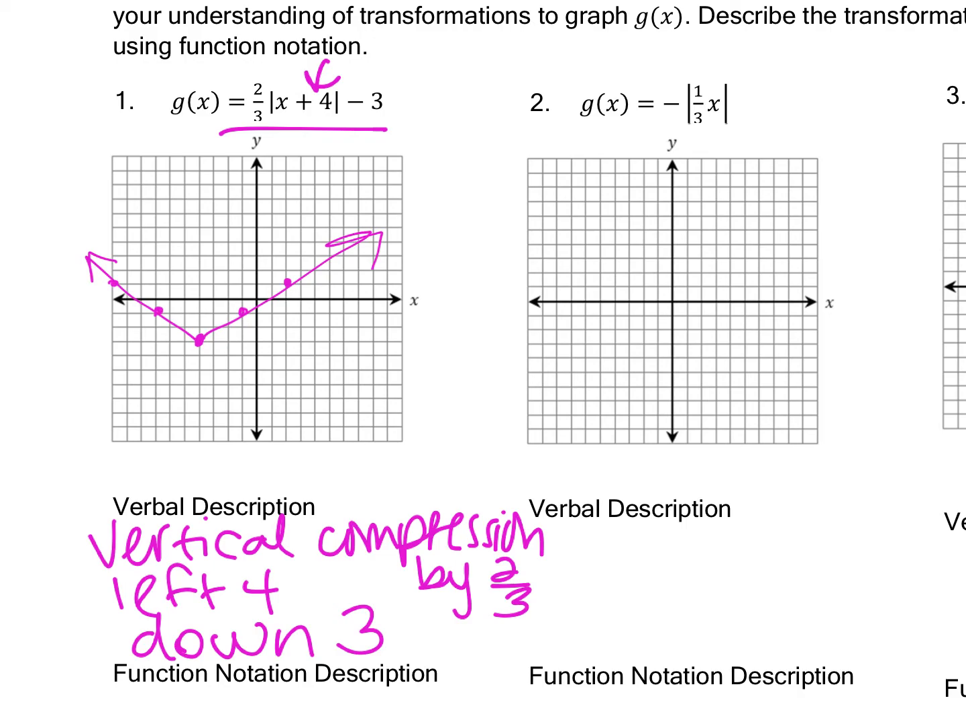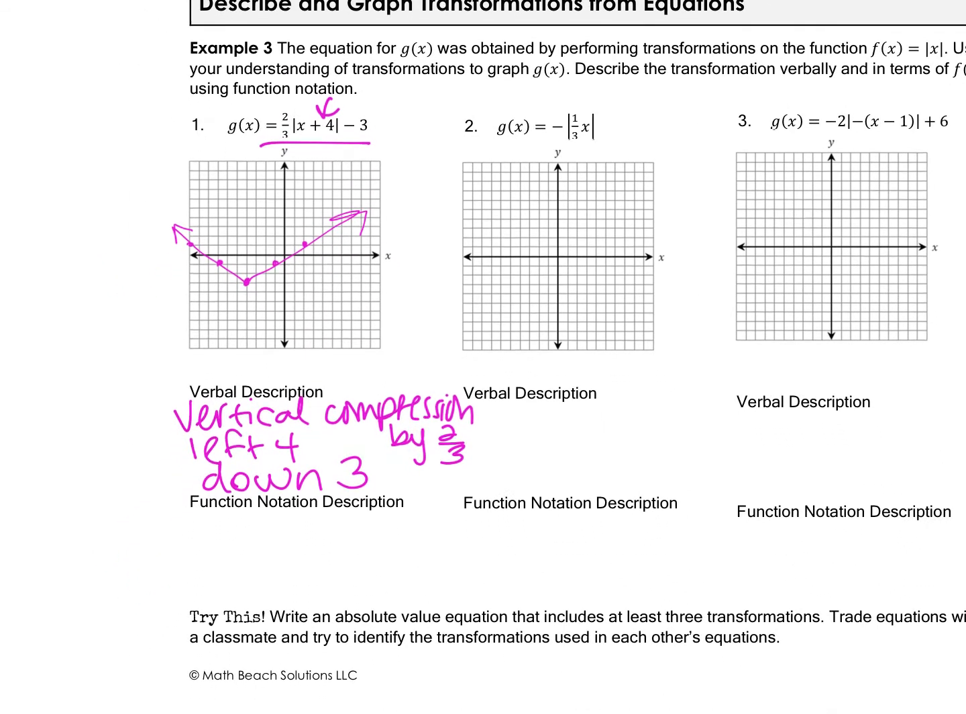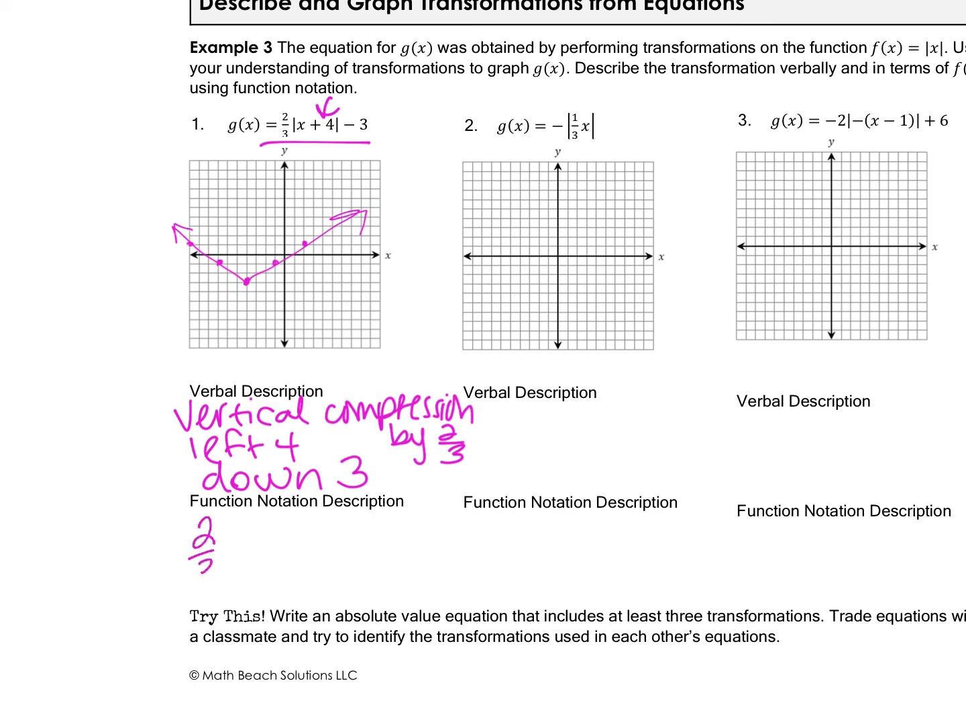Okay, so now we're going to write it in function notation description. So we'll have the 2/3 in front, and then remember in place of the absolute value of x, you're putting f of x. So I have f, open parentheses, x plus 4, close your parentheses, and then the minus 3. So that will be your function notation description.